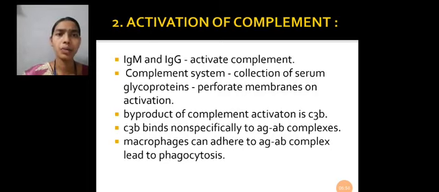Then the activation of complement. The antibodies which are involved in the activation of complement are the M and G type. Here the complement system is a system which consists of a collection of serum glycoproteins that perforate membranes on activation. They perforate the membranes of the antigens, the foreign bodies, when they get activated. A byproduct of complement activation is C3b. This C3b binds non-specifically to antigen-antibody complexes. Macrophages can adhere to antigen-antibody complex, which leads to phagocytosis.